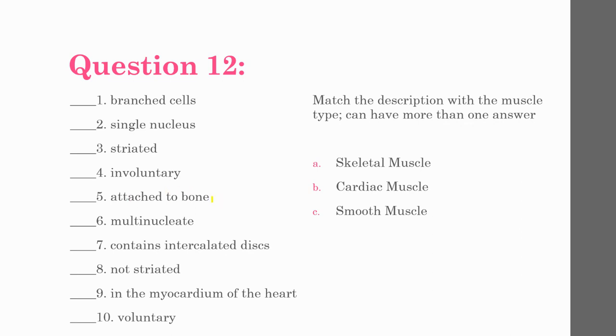Attached to bone is skeletal. Multinucleate is skeletal. The intercalated disc, that's going to be your cardiac. Those are those special gap junctions. Not striated is your smooth, which is why it's smooth. Myocardium of the heart would be cardiac. Voluntary would be your skeletal muscle. Those are the only muscles that we have conscious control over.